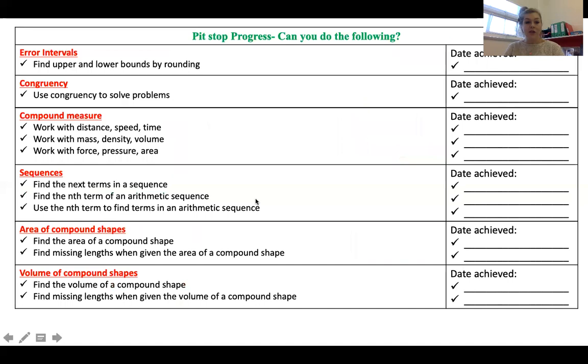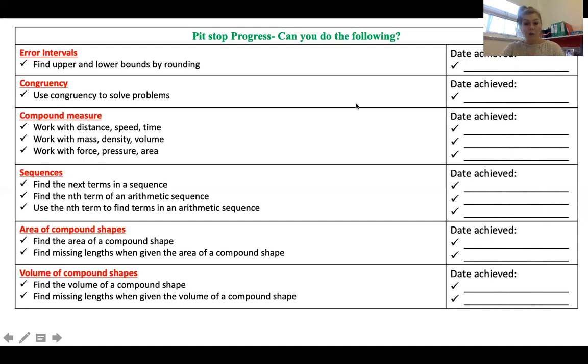So finally, to summarise the last 6 topics for LP2, error intervals, can you find the upper and lower bounds of a number by rounding? Can you solve problems with congruency? Can you work with the 3 compound measures? Can you identify a sequence, find the next terms in a sequence and find the nth term? Can you find the area of compound shape and any missing lengths if you are already given the area? Can you find the volume of a compound shape? And if you're given the volume, can you find any missing lengths there?